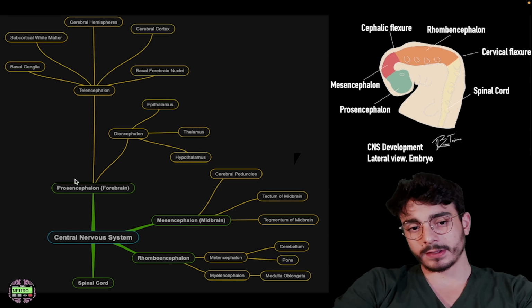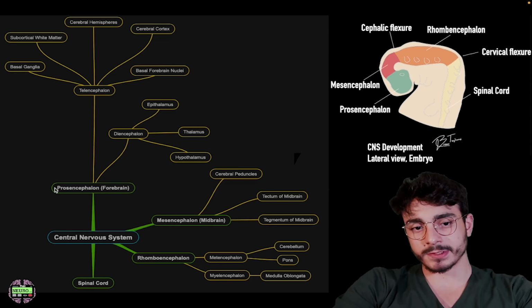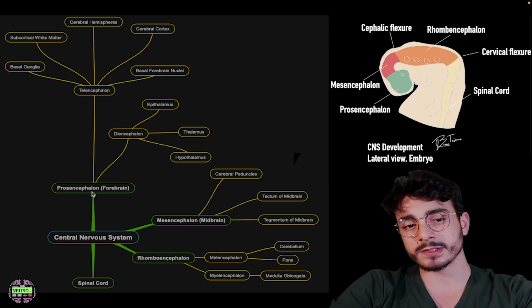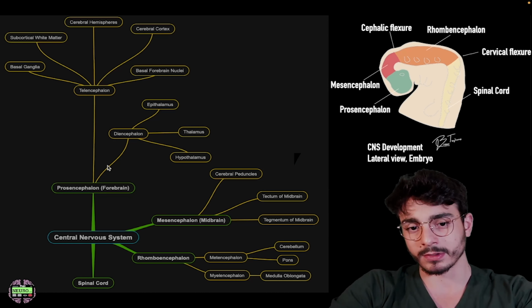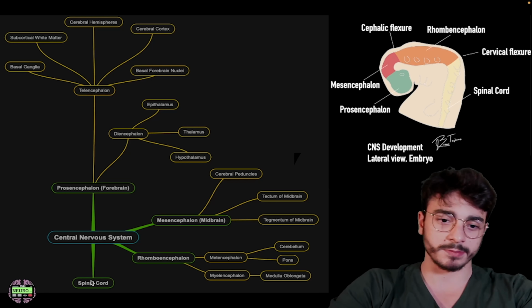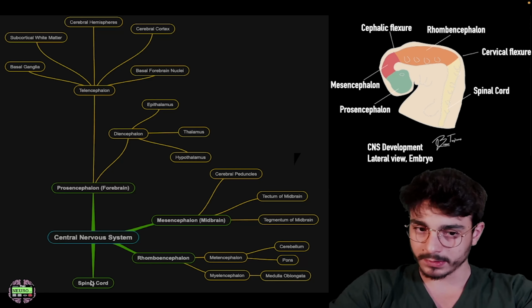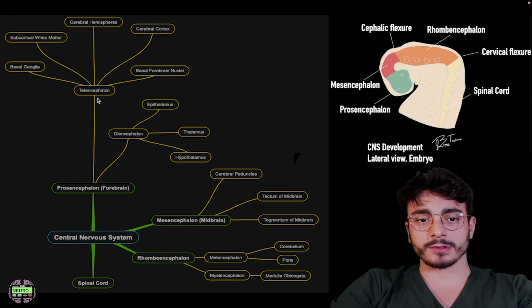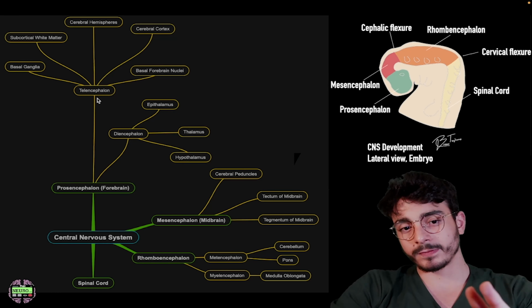Now, this conceptual map shows you the difference between the specific parts and what, for example, the prosencephalon will give rise to, also the mesencephalon and also the rhomboencephalon, and the spinal cord will be the spinal cord, as I told you before. So, the prosencephalon is subdivided into two parts.